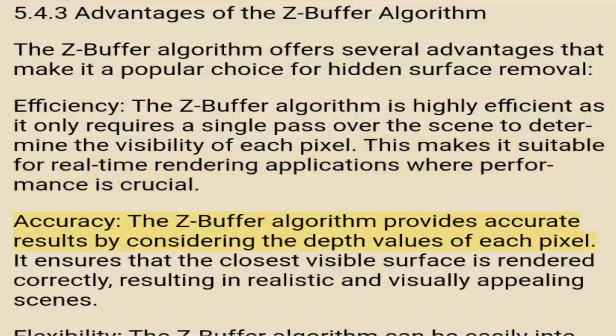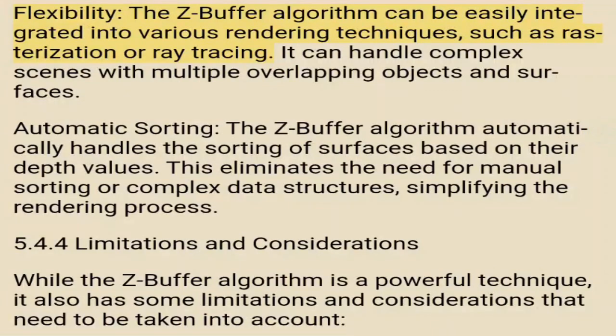Accuracy. The Z-buffer algorithm provides accurate results by considering the depth values of each pixel. It ensures that the closest visible surface is rendered correctly, resulting in realistic and visually appealing scenes. Flexibility. The Z-buffer algorithm can be easily integrated into various rendering techniques, such as rasterization or ray tracing. It can handle complex scenes with multiple overlapping objects and surfaces. Automatic sorting. The Z-buffer algorithm automatically handles the sorting of surfaces based on their depth values. This eliminates the need for manual sorting or complex data structures, simplifying the rendering process.